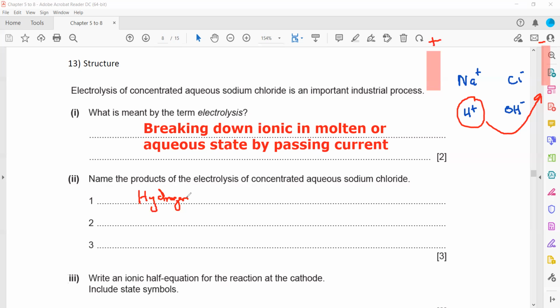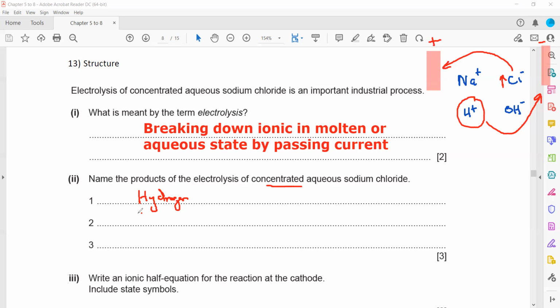You have to mention the name of the product. Writing only bubbles will not give you the mark. You have to specify the name of the product. So hydrogen is there. Then it is concentrated. For negative ion, we check the amount. The ion which is more in the solution will move, such as chloride is more. As you can see, it is concentrated, so the chloride will move.